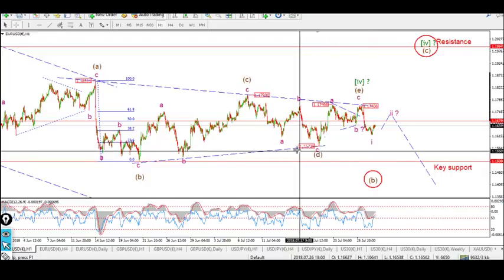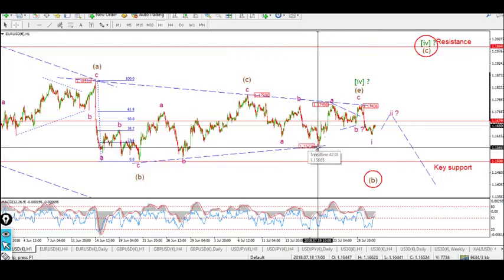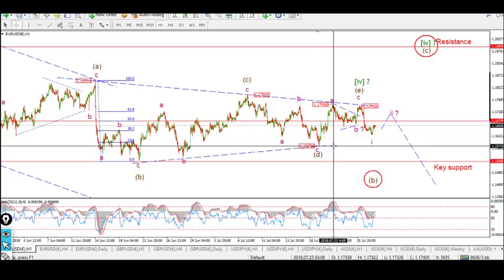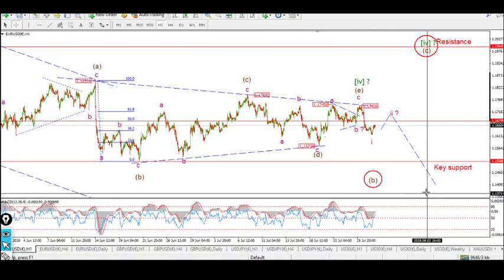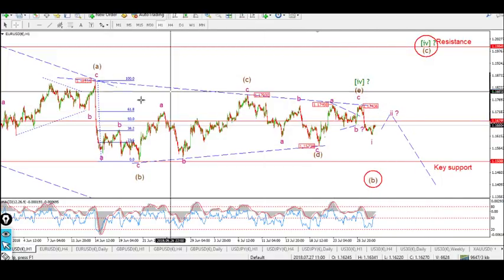Most definitely, if 115.73 goes, then we can pretty much be certain that wave 5 in green has begun, and that the breakdown out of the triangle is to the downside.